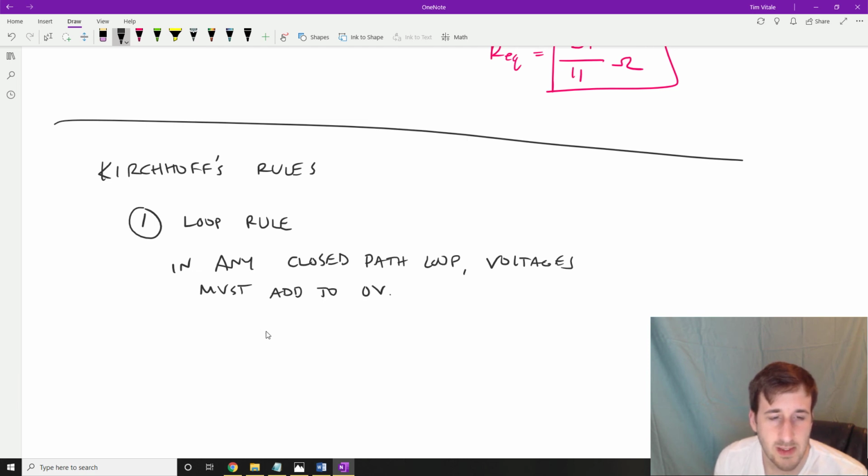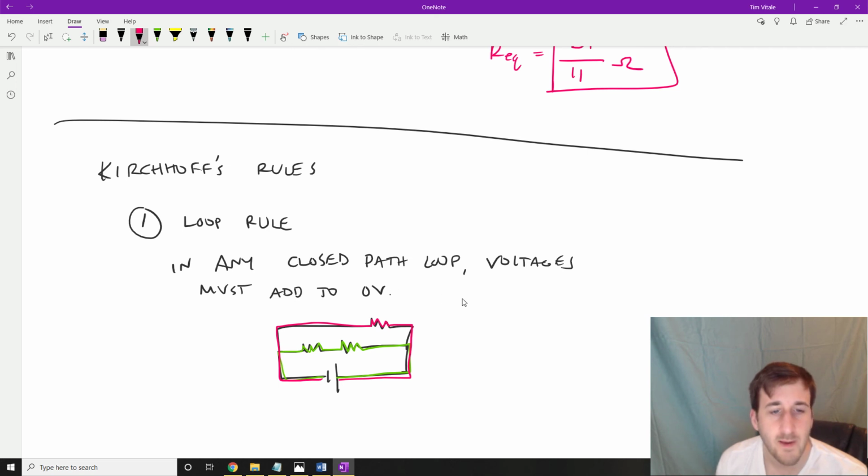So let me draw one for you. So here's a battery. I have resistor, resistor, close, and then let's say I have resistor, close. Okay. So this is a complex circuit, right? The current can either take this path or it can take this path. So any loop that we pick, there's 2 loops here. There's the pink loop and the green loop. Either one that you pick, the voltage has to add up to 0.